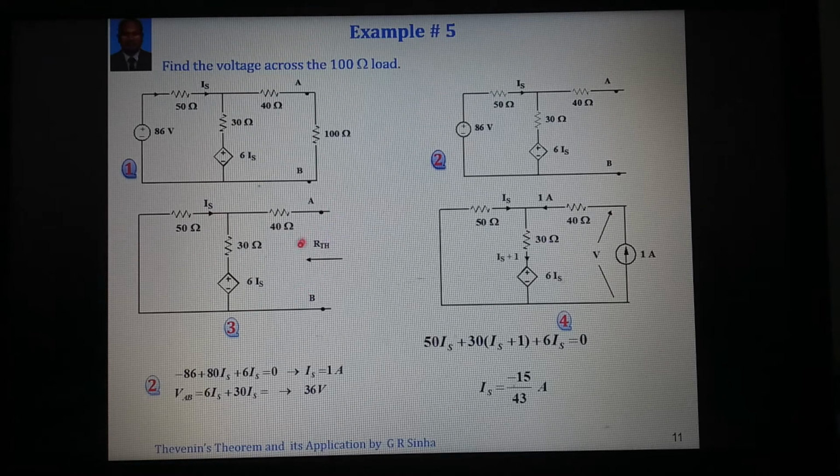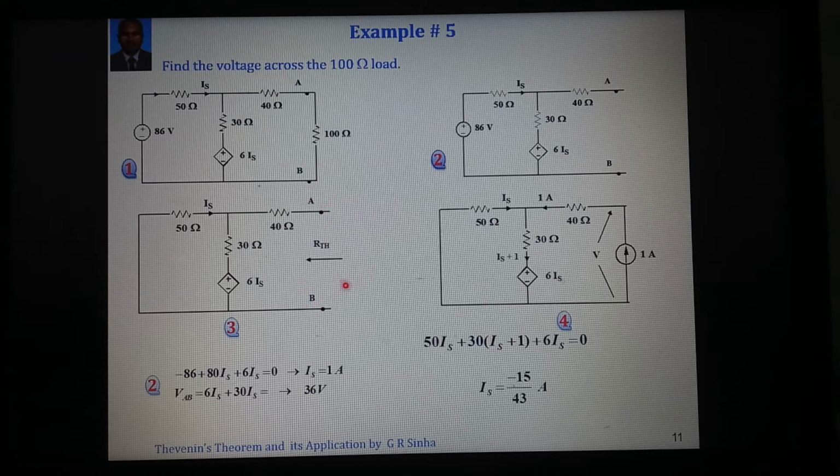Now in determination of Thevenin resistance, this 86 volt which is independent is off now, replaced by a short circuit, but still we cannot determine it because there is a 6Is, and this current is a dependent source. What is the other way? We can connect a battery here. There are many different ways. We can determine Norton current and then open circuit voltage, or else we can connect a battery.